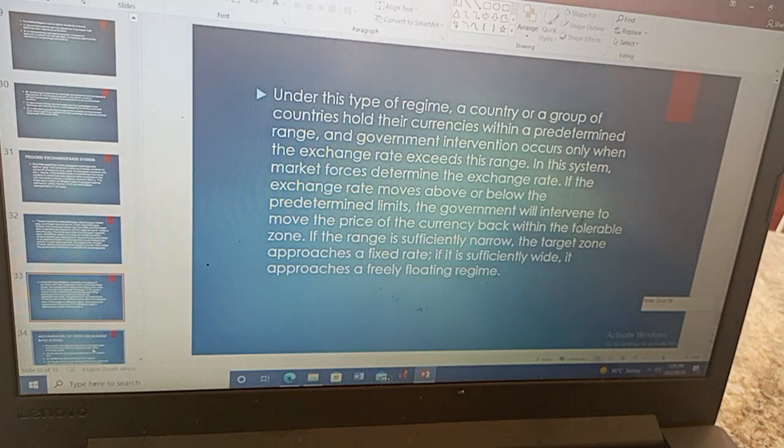Under this type of system, a country or a group of countries hold their currencies within a predetermined range, and government intervention occurs only when the exchange rate exceeds this range. In this system, market forces determine the exchange rate. If the exchange rate moves above or below the predetermined limits, the government will intervene to move the price of the currency back within the tolerable zone. If the range is sufficiently narrow, the target zone approaches a fixed rate. If it is sufficiently wide, it approaches a freely floating system.